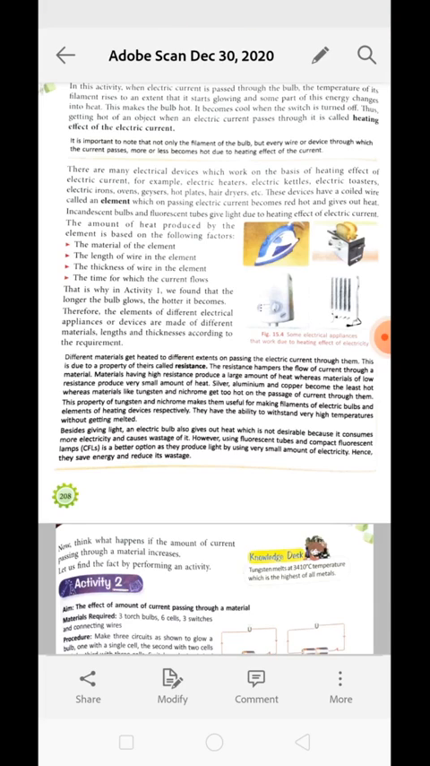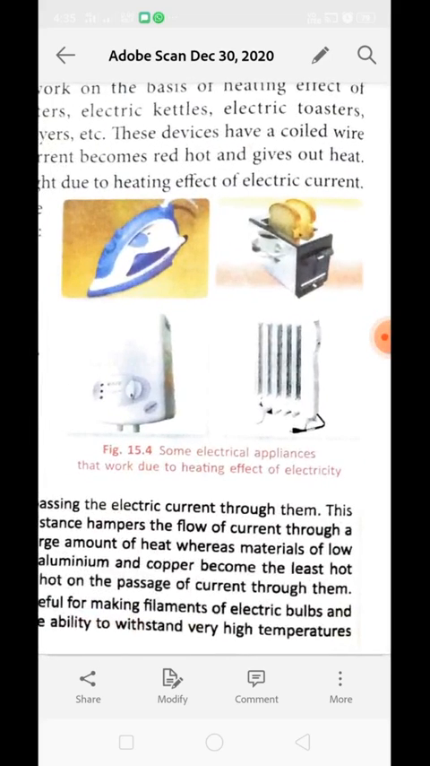Next is the thickness of wire in the element. The more the thickness, the more heat will be produced. Then, the time for which the electric current flows. Obviously, if you let the electric current pass through the wire for a longer period of time, it will produce more heat. If you let the electric current pass through it for a shorter period of time, it will produce less heat.